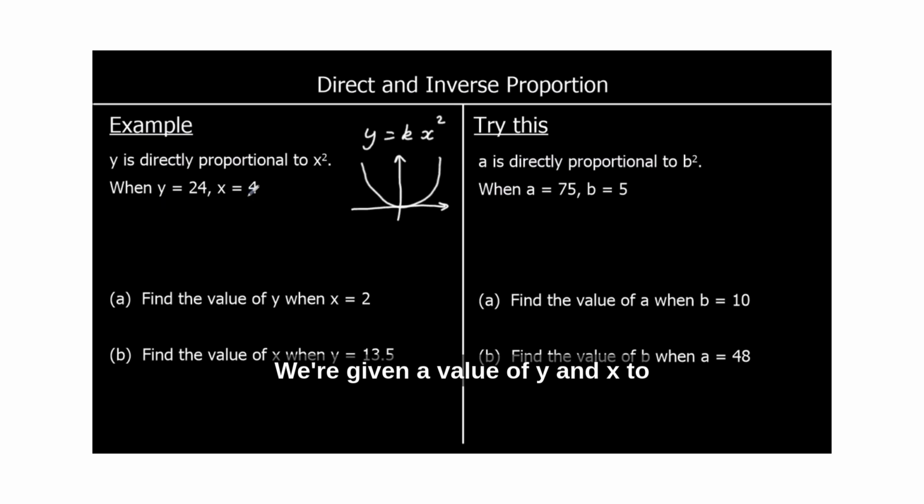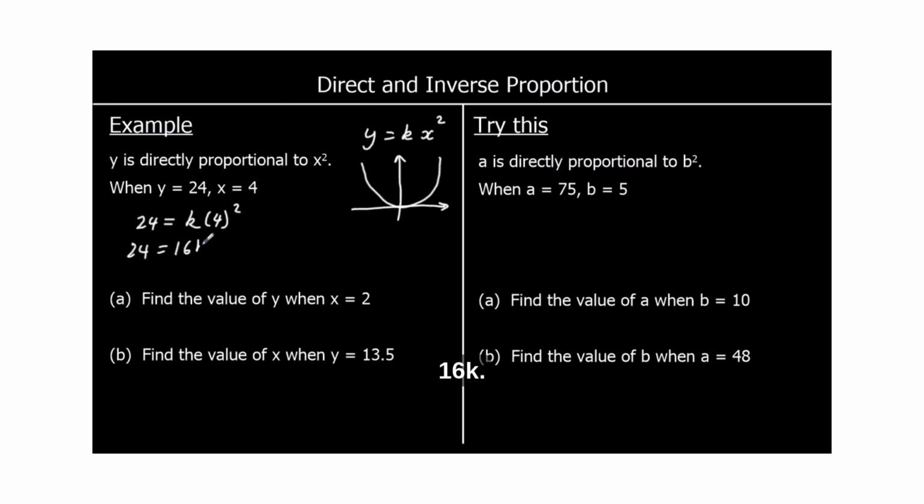We're given a value of y and x to work out k. So when y is 24, x is 4, 24 equals k times 4 squared. 4 squared is 16. So 24 is 16k. If we divide both sides by 16, we find that k is 24 over 16. Or simplifying this, they're both in the 8 times table. So it's 3 over 2 or 1.5. So the relationship is y equals 3 over 2 or 1.5 times x squared.